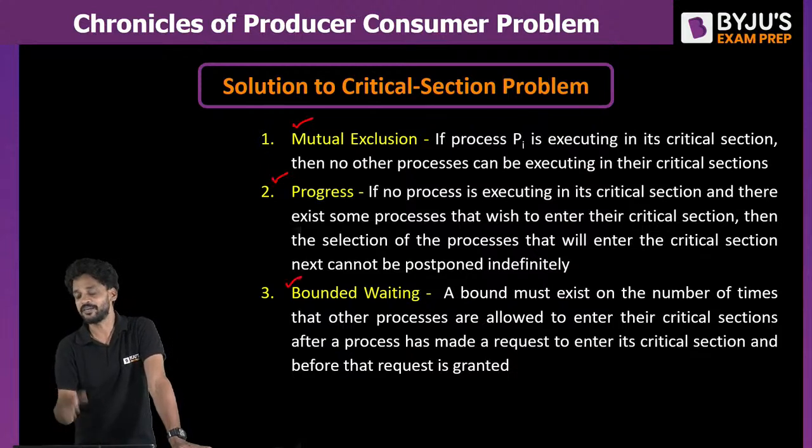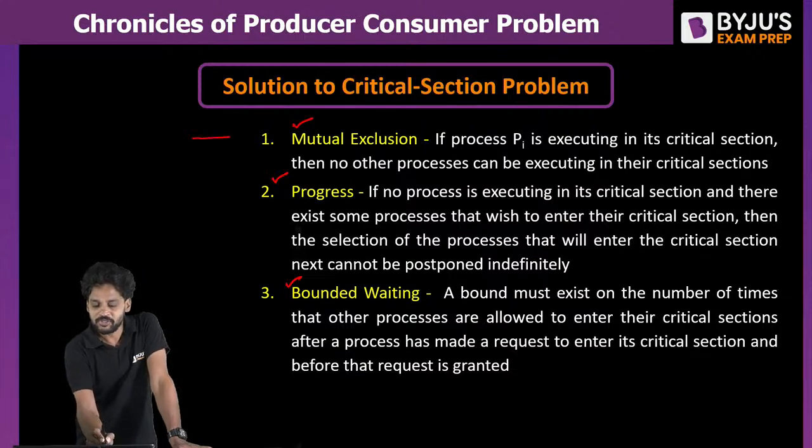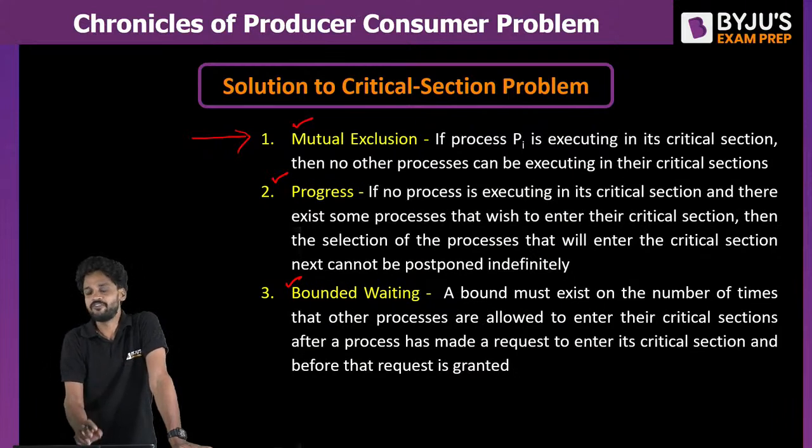You might have already heard, but one more time, let us comprehensively understand. Mutual exclusion is very simple. Only one process should be allowed to enter into the critical section. When one process is already in, no more process is allowed.